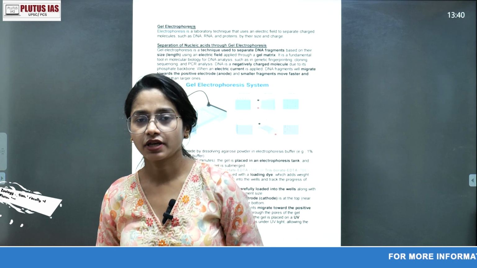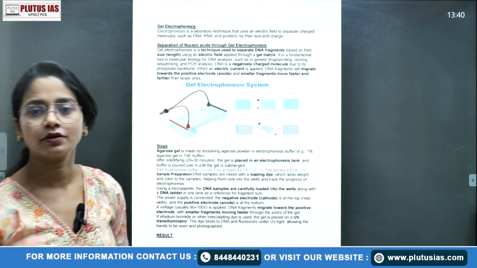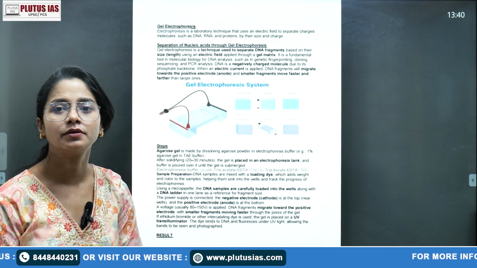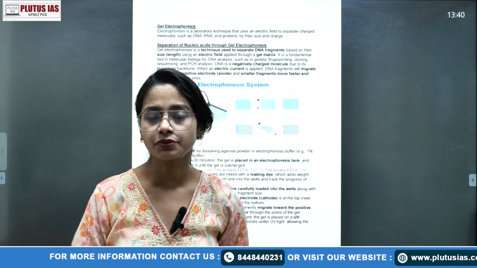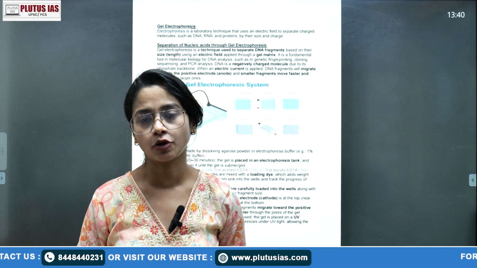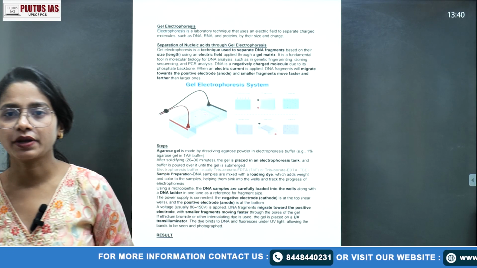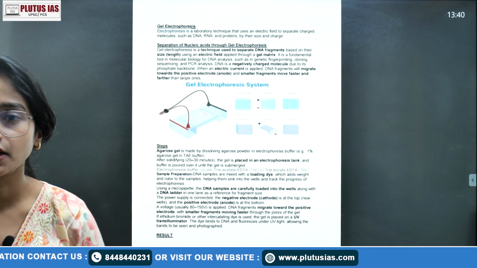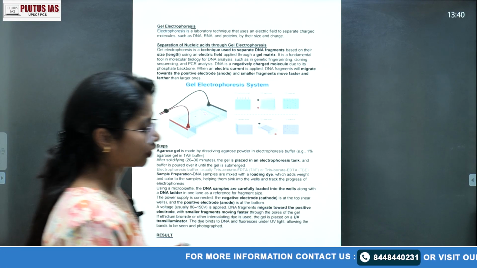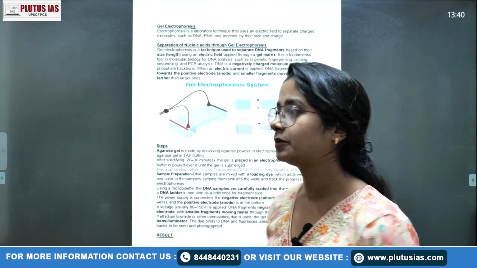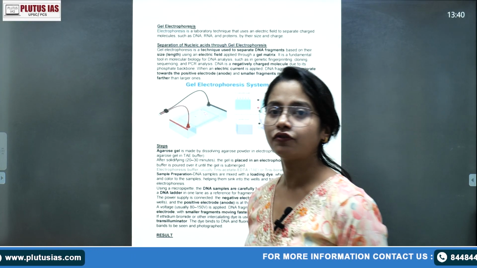Hello everyone. So today I'm here again, of course, to talk about one of your topics of the geology optional paper, paper one. This is the topic of instrumentation, right? The last unit of your paper one syllabus, geology optional, is instrumentation, and in that topic there are so many techniques, so many instruments which are useful for various biological purposes, है ना? One of those topics is gel electrophoresis.